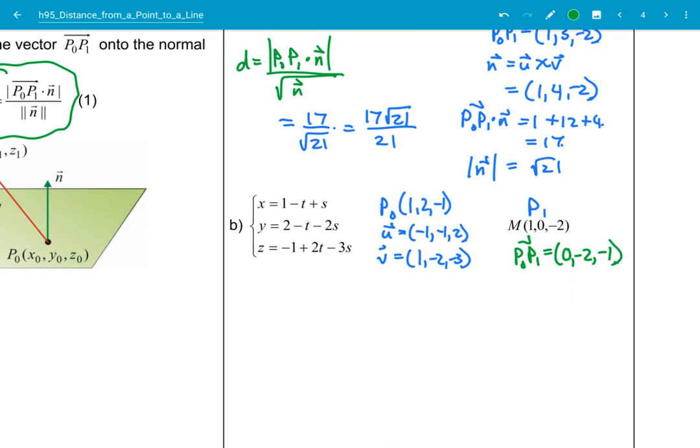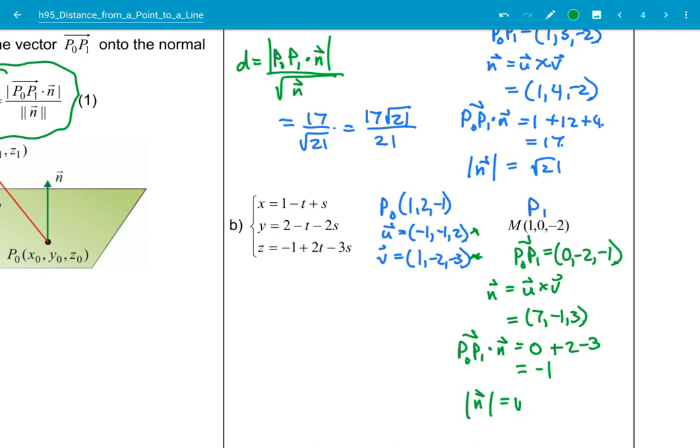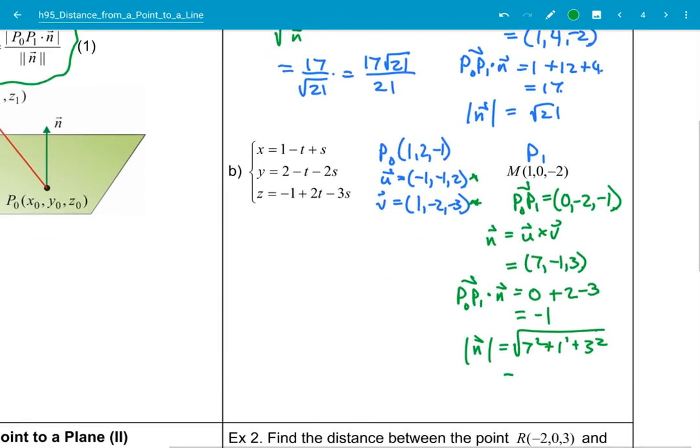The normal is u crossed with v. So the u vector crossed with the v vector. And when you do that, you get 7, negative 1, and 3. So P naught to P1 dotted with the normal. We'll dot these. 0 plus 2 minus 3, negative 1. And the magnitude of the normal is 7 squared plus 1 squared plus 3 squared. So that's 59, root of 59.